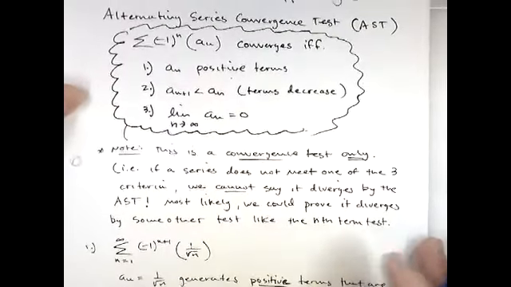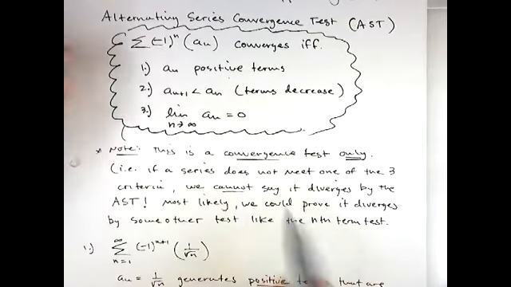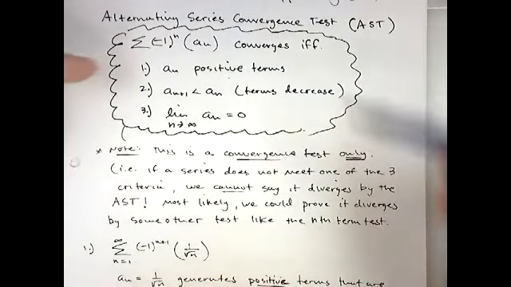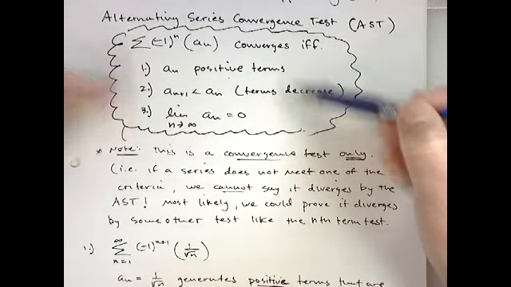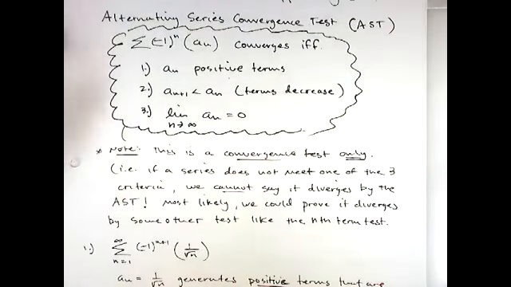Now, big warning here, this is a convergence test only. We can't use this alternating series test to prove a series diverges. If it doesn't meet one of these requirements, the best we can say is that the alternating series test cannot be used. We can't make the claim that it diverges, okay?